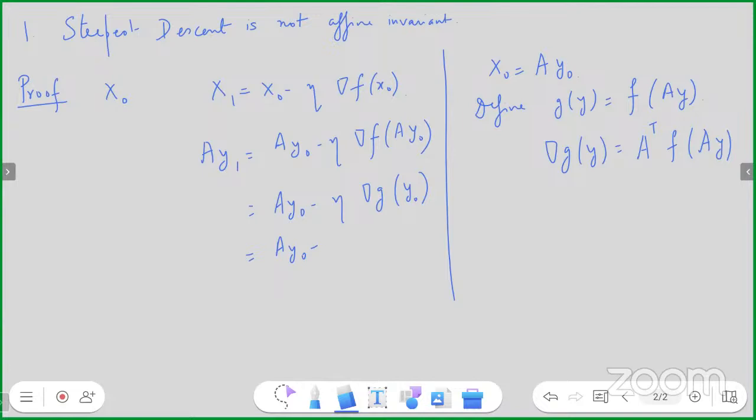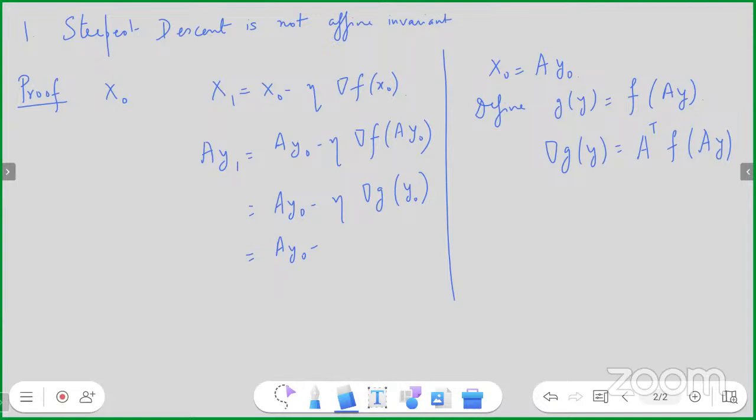But gradient of f of x naught is the gradient of f of A y naught. Yeah, that way you will get AY naught is x naught minus eta A transpose f of x naught. And this is not equal to it. So you're getting an extra A transpose in the process compared to the iterate of x1.